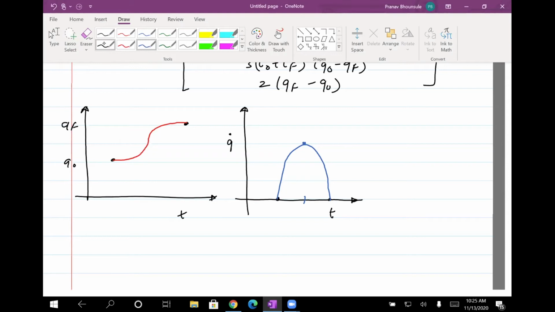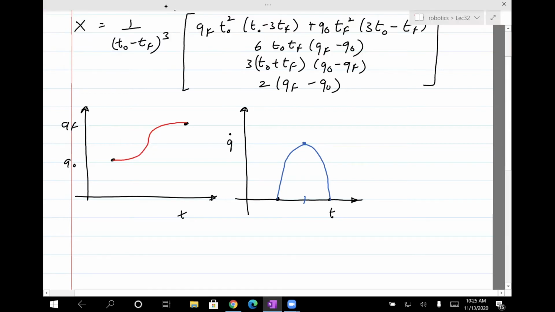Why does that happen? Well, you can see from the plot of q versus t that the slope here is 0, right? The slope on a q-t plot is basically the velocity, and that's why you see that the velocity is 0. So slope is 0, which corresponds to this. Okay, so that's the velocity.